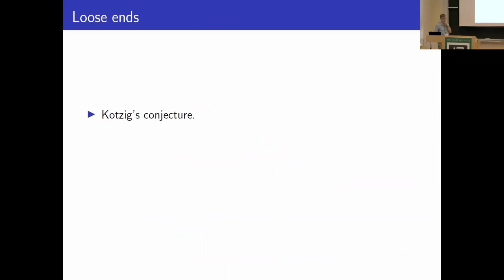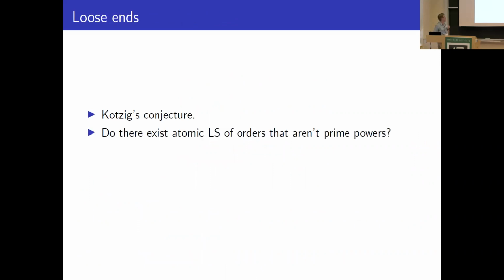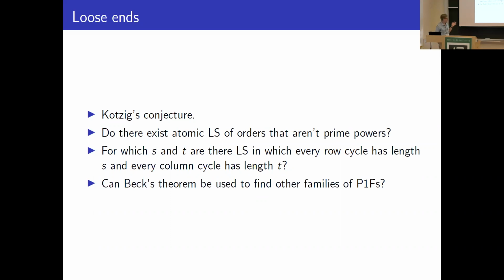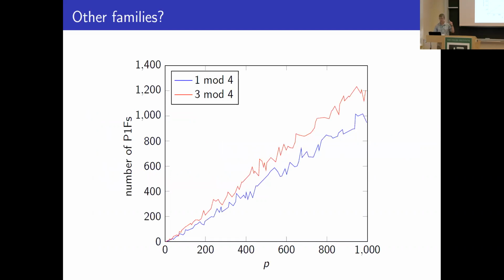What have we still got to do? Well, we're a long way from solving Kotzig's conjecture, but that would be really nice. It'd be nice to know whether there are atomic Latin squares that aren't prime order. Here's a problem which we didn't solve, but I think is interesting. Can you, for given S and T, find Latin squares where every row cycle has length S and every column cycle has length T? And if so, for which S and T? And it would be lovely to use Beck's theorem to find other families of perfect one factorizations. We know these things are hard to find, but there should be lots of them.